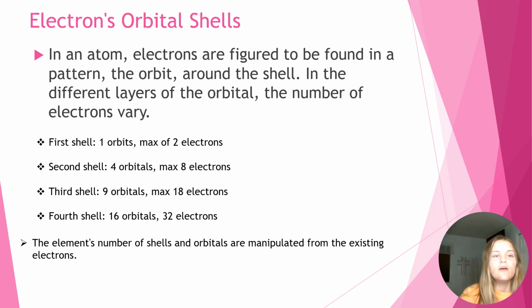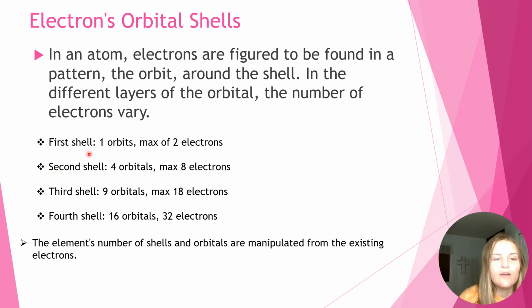Okay, so the electrons' orbital shells. In an atom, the electrons are figured to be found in a pattern, orbiting around the shell. In the different layers of the orbital, the number of electrons varies. So I put the numbers here.